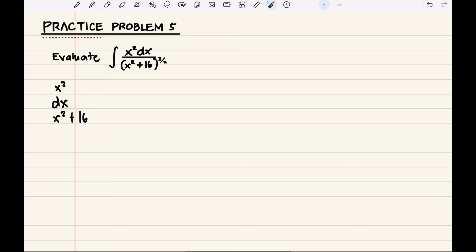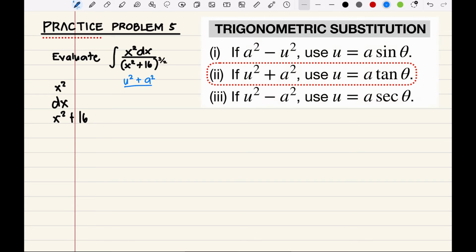Now, in order to do so, let us first determine kung saan case magko-fall yung ating integrand. So, sa integrand natin, meron tayong x squared, which is a perfect square function of x. And then we have 16, which is a perfect square constant. So, we will take x squared as u squared. And then, we have 16 as a squared. And pag positive yung operator natin, that falls under case 2. Our substitution will be u is equal to a tangent of theta. So that will be our substitution. And ito yung magiging guide natin para makuha lahat ng substitution para sa lahat ng parts ng ating integrand.